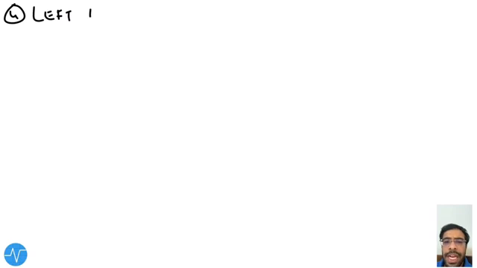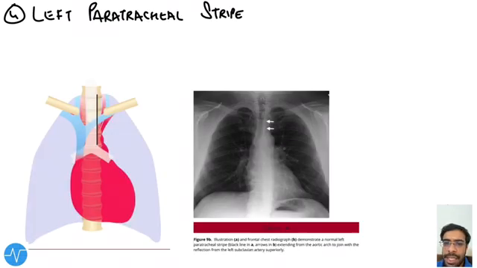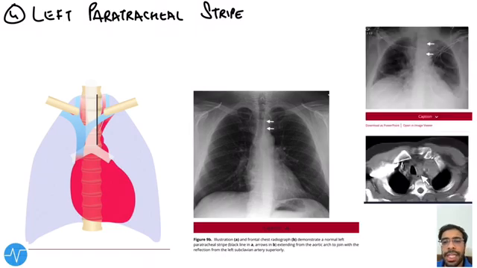The same goes with the left paratracheal stripe, towards the left side of the trachea, where we can see an image and chest X-ray. Any abnormal convexity on this side would make us suspect pathology.